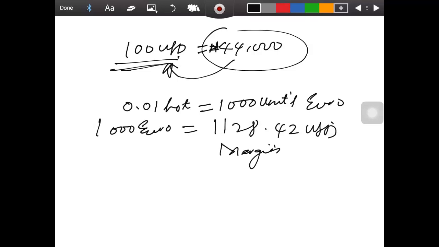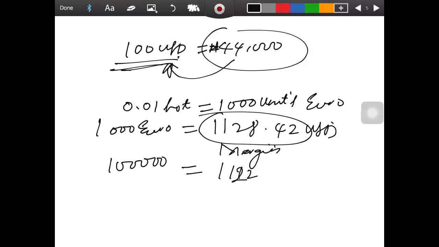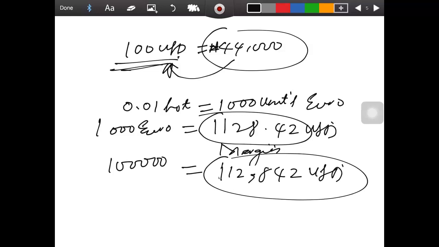Okay, that means the minimum requirement for anyone to start trading the smallest lot size in Forex would have been this amount. And then those who want to trade one standard lot, which is 100,000 units, would have to pay 112,842 USD. Very few traders right now can afford this amount. This is where the concept of leverage comes in. Okay, probably I should break that into a second video.